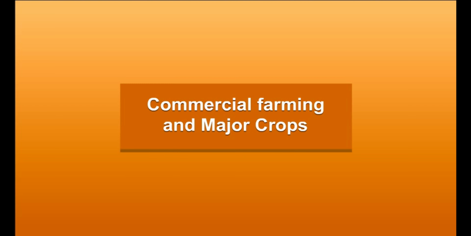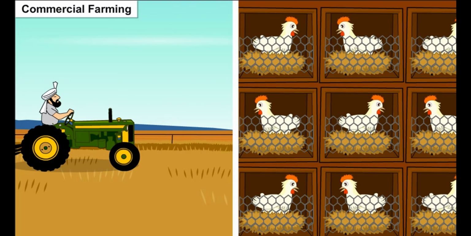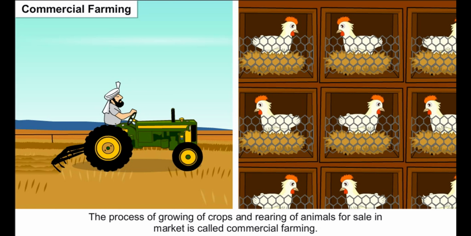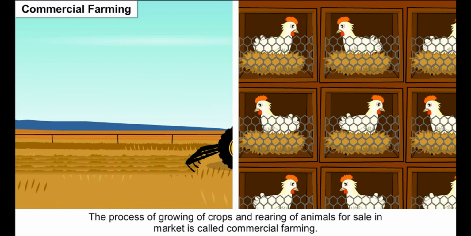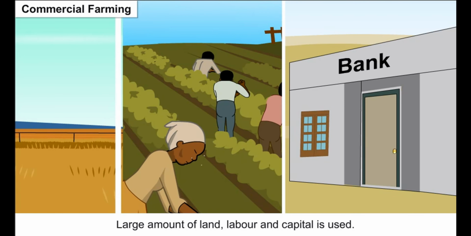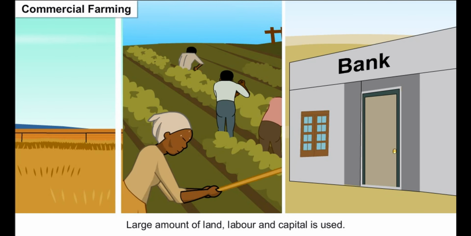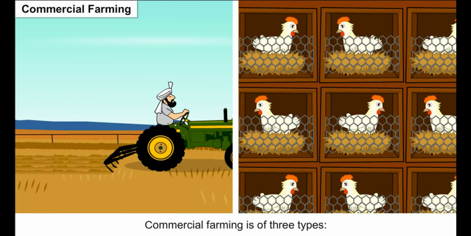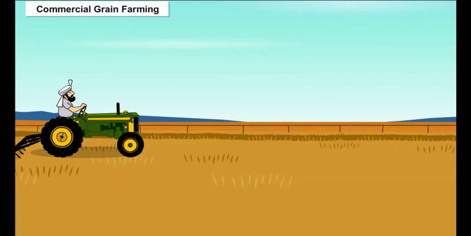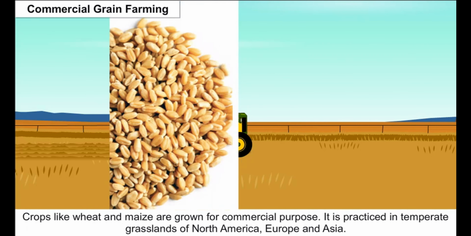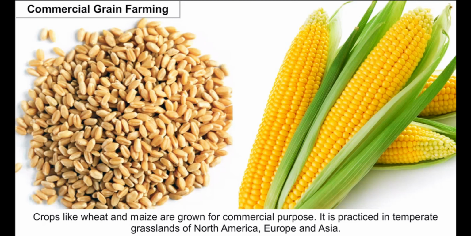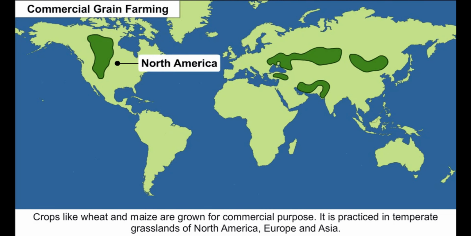Commercial farming and major crops. Commercial farming. The process of growing crops and rearing animals for sale in the market is called commercial farming. A large amount of land, labor and capital is used. Commercial farming is of three types. Commercial grain farming. In commercial grain farming, crops like wheat and maize are grown for commercial purposes. It is practiced in temperate grasslands of North America, Europe and Asia.